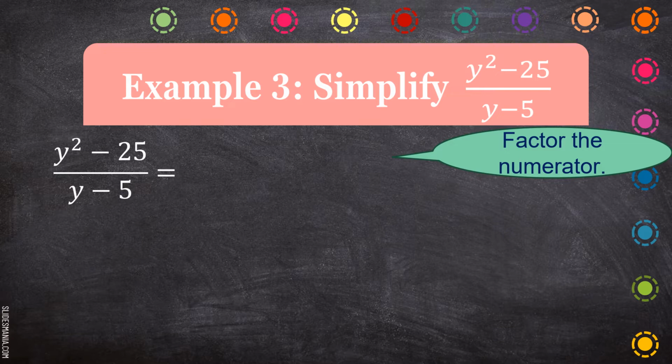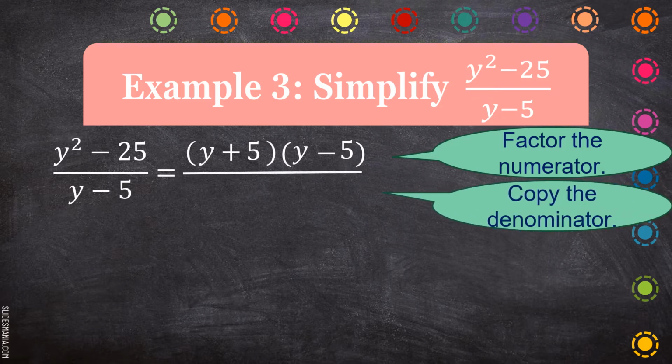So we can now express it as sum and difference. So that will be y plus 5 and y minus 5. And then next is to factor the denominator. But observe that y minus 5 is no longer factorable. So we just copy the denominator. If it's not factorable, just copy the denominator. So that will be y minus 5.